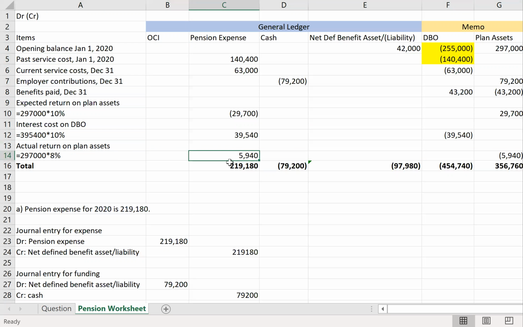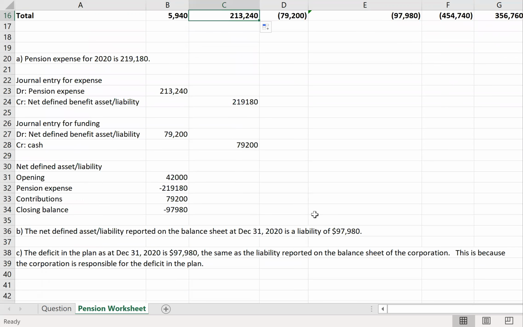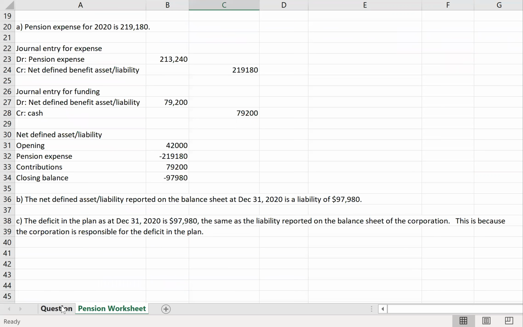So what would happen here is that we would take this debit and we would change it from here to put it here, 5,940. And OCI is a credit balance, so debiting it decreases it, which is exactly what we want. So now we would have had a decrease in our OCI of 5,940, and we would have pension expense going through the income statement of 213,240. That's the only thing that would change between ASPE and IFRS. So this is what it would look like under IFRS. So let's answer that question.